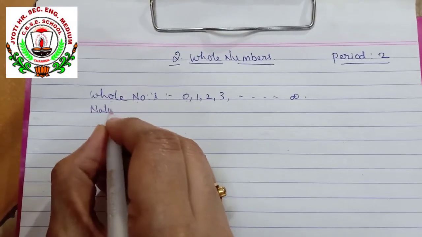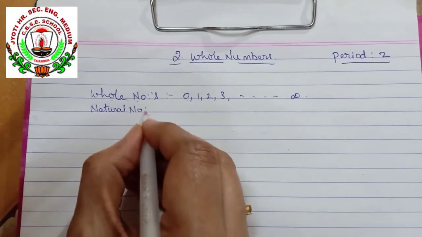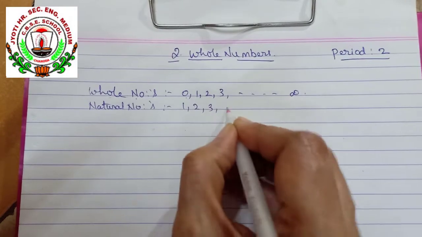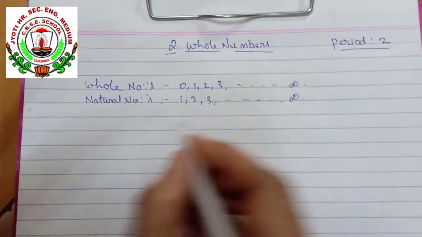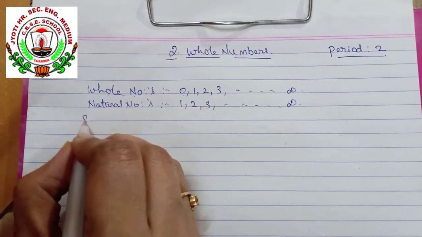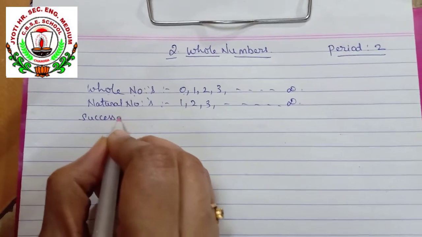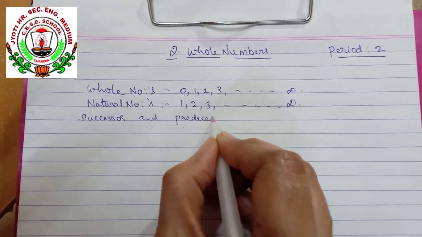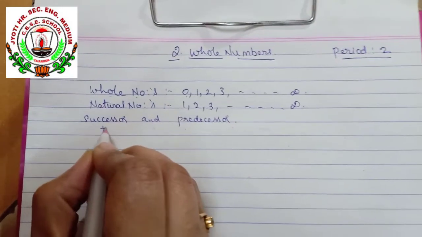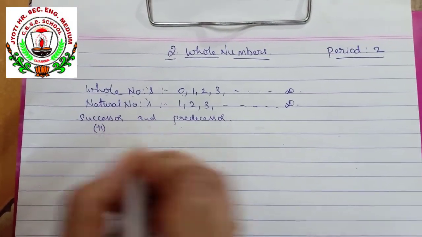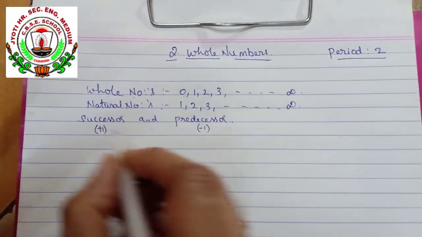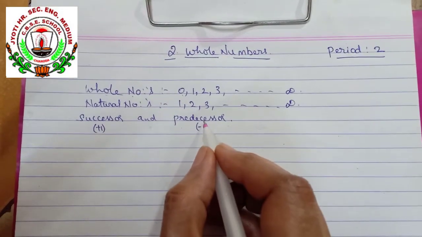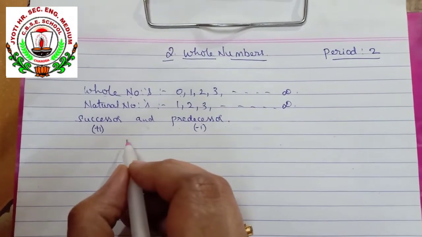Next is natural numbers. Natural numbers are numbers which we use in our daily life. They are 1, 2, 3 and so on up to infinity. Next we have learnt about successor and predecessor. Successor is plus 1 to the given number and predecessor is minus 1. That is, successor is the next number to the given number and predecessor is the previous number to the given number.